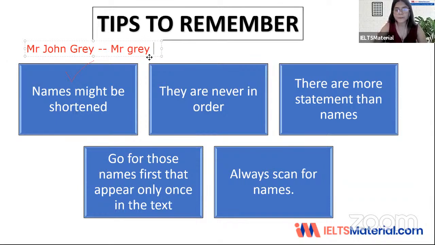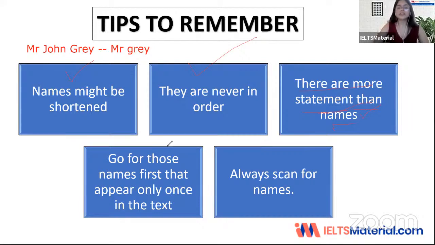Right? You get this? The next thing is that they are never in order. These matching questions are never in order. You will never get the first answer in the first paragraph and the second answer in the second paragraph. The third thing is that there are more statements than names. One thing to remember: since we have more statements than names, it is imperative that you read your names first and then go on to the paragraph. You never read the statements, because reading them is all in vain. If you read all the statements, you will only be confused. You just have to read the names.